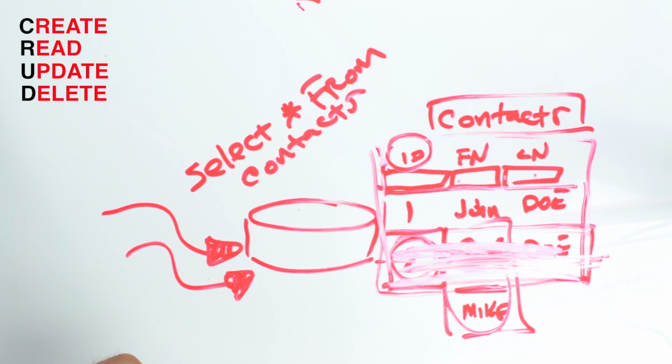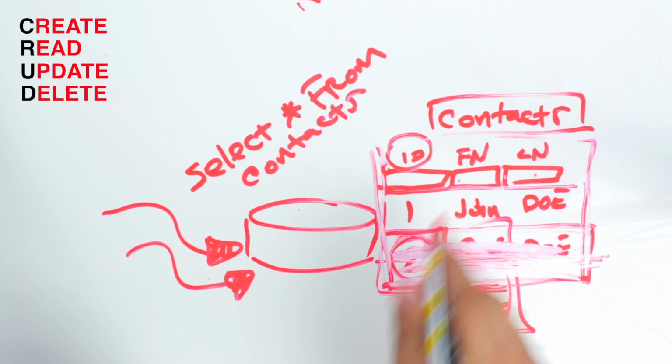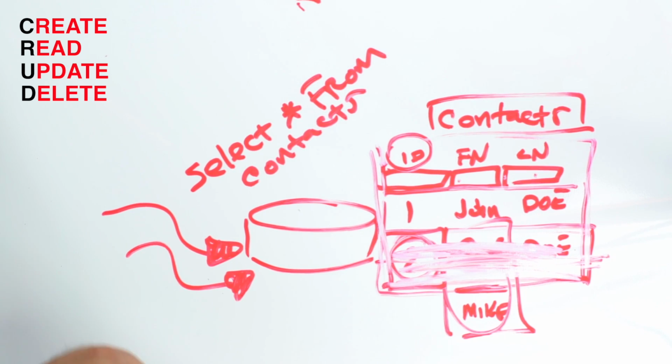You could have tables with bank records, transactional information, you could really have anything. And in another video, we'll talk about things like relational databases and how these tables can have information that relates to other tables.